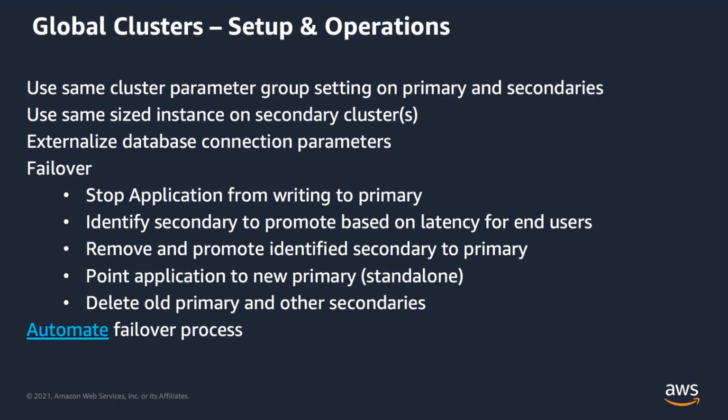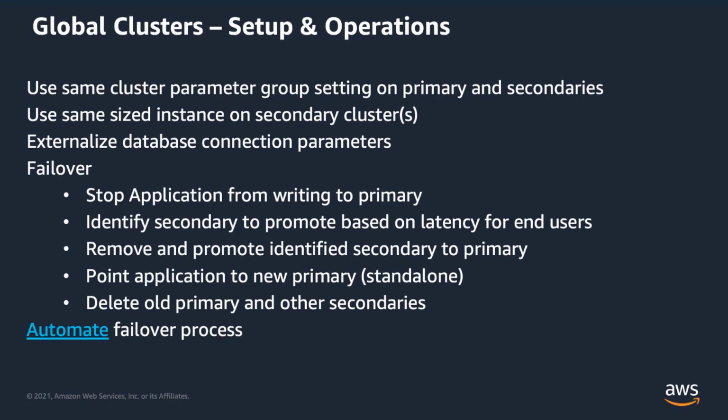And when you're performing failover, there are a set of steps we recommend that you follow in order. The first one is to stop the application from writing to the primary to avoid any data loss. Then identify the secondary cluster to promote, and this is going to be based on the acceptable latency for your end users. Once you have identified this cluster, remove and promote the identified cluster, which is going to be a secondary cluster, to a standalone primary cluster. To do this, you can use the console, the CLI, or the SDK. And after the promotion process completes, point your application to the new primary.